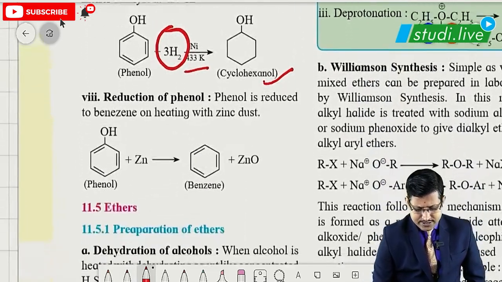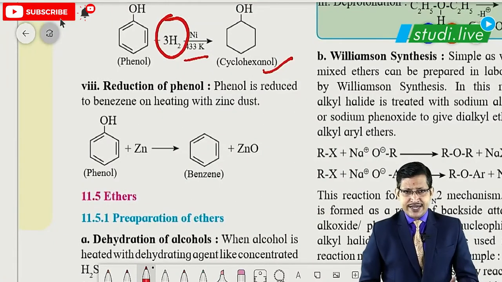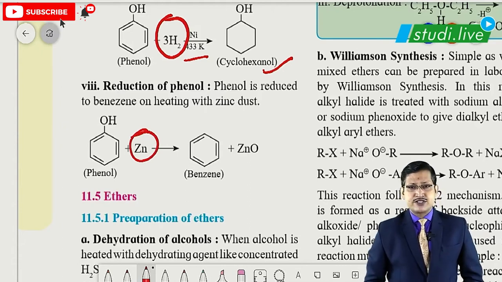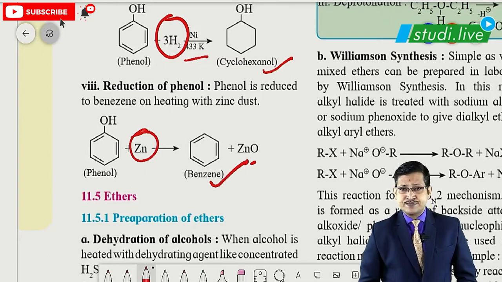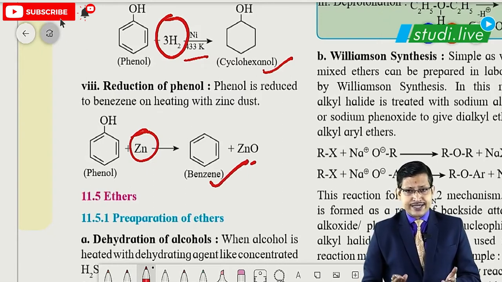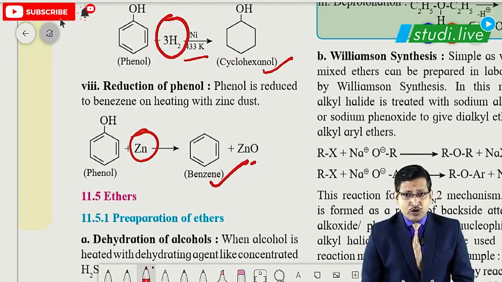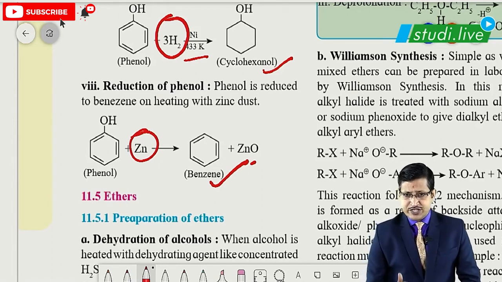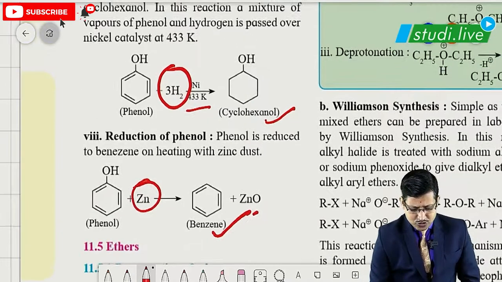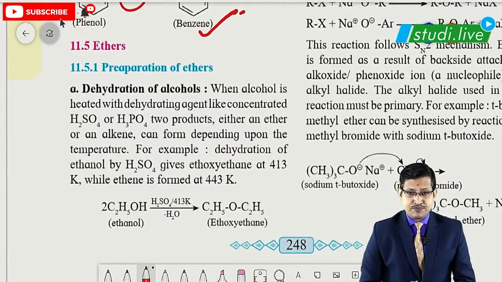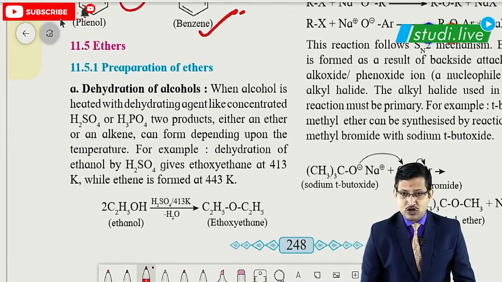The next one is reduction of phenols. In the reduction of phenols, phenol is reduced with zinc dust, and it gives you the formation of benzene. So this is all about the chemical properties of alcohols and phenols. We have discussed the key reactions, the important reactants and important products that you need to revise for your exams. Coming to the next one, ethers, the last part of this topic, alcohols, phenols and ethers.